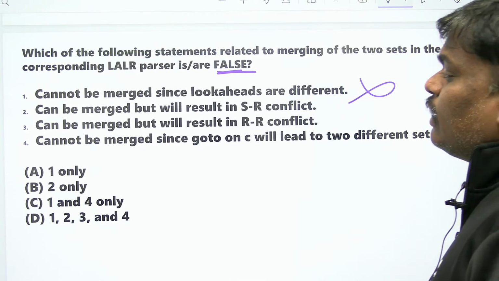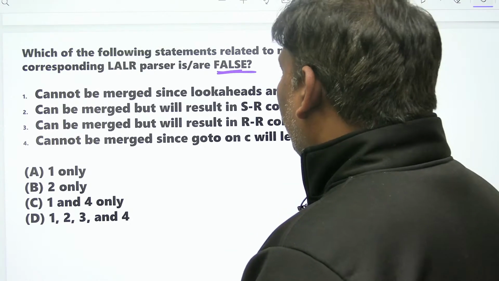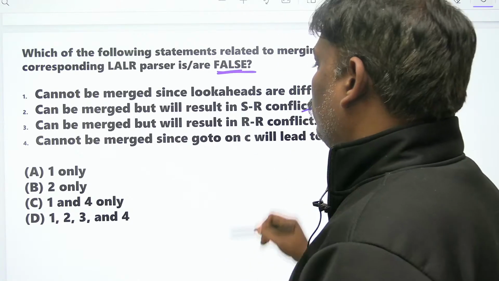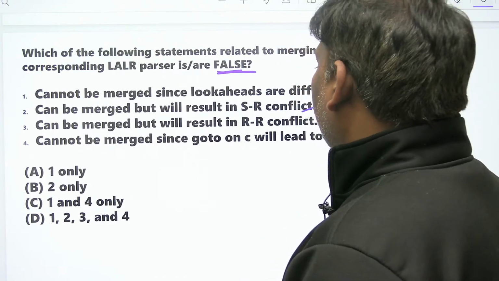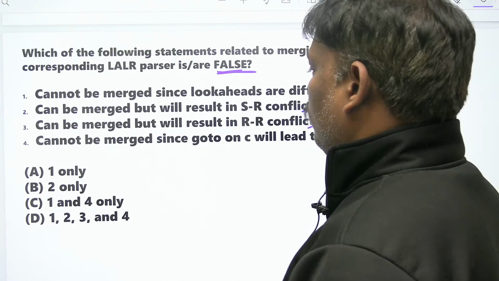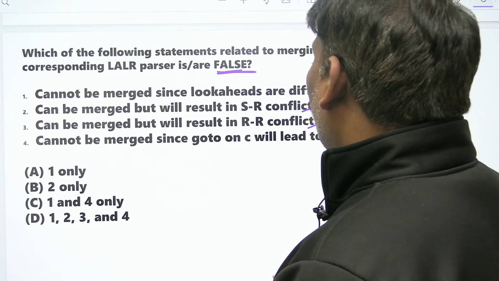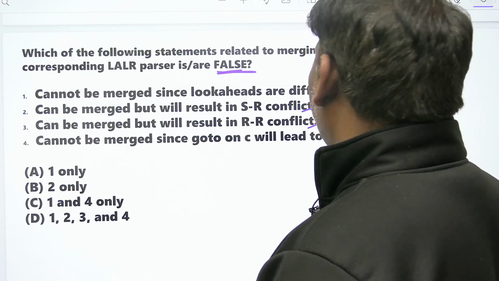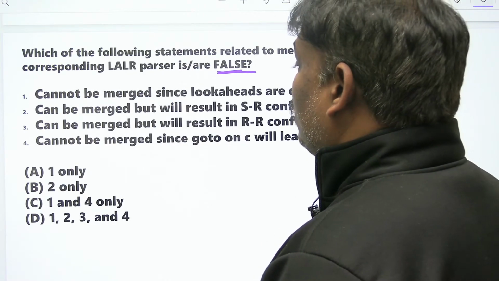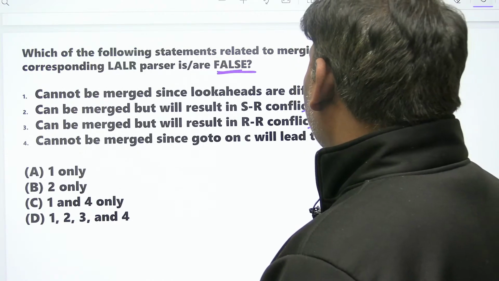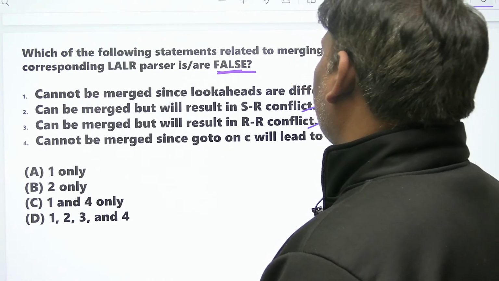Next one: can be merged but will result in SR conflict. No. Can be merged but will result in RR conflict. No. Cannot be merged since goto on C will lead to 2 different sets.